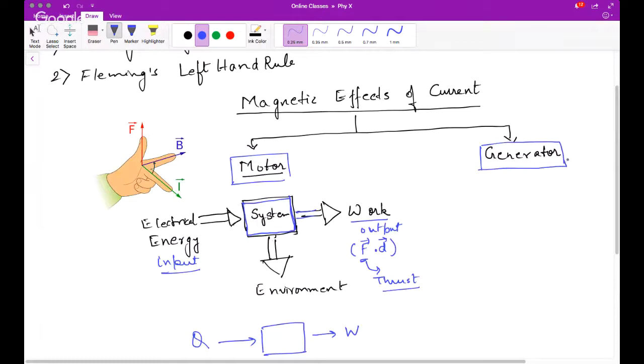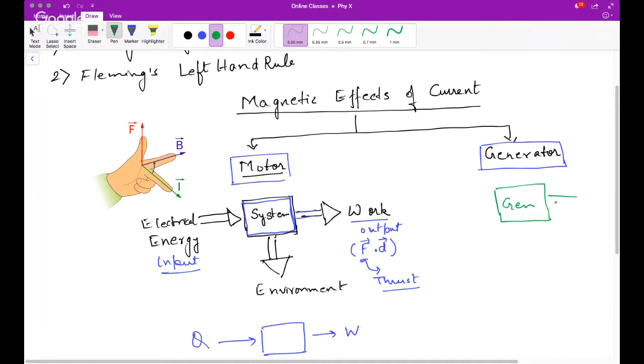Generator does exactly the opposite. So hence, I'll draw the system of a generator. Let me use another color to differentiate. So let us say this is my system. Let's say this is my generator.